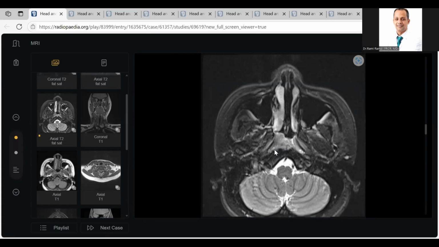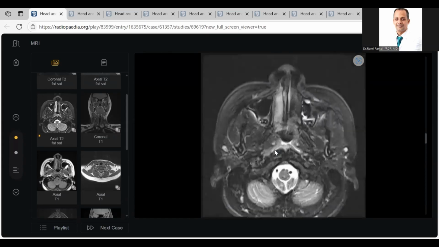Give me your differential diagnosis. Sir, the differential diagnosis based on this is malignancy of the sphenoid region, sphenoid bone, with metastatic lymph nodes.